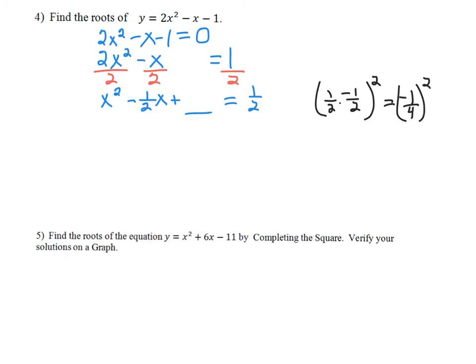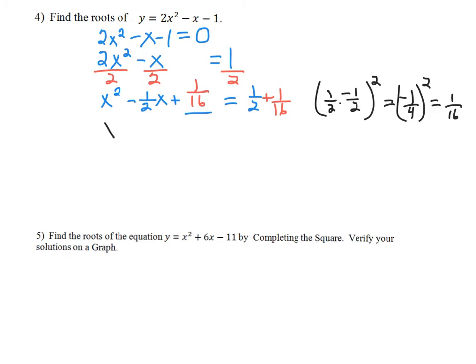Now it's a lot easier to solve these problems if you leave this in fraction form versus converting it over to a decimal on your calculator. So when I square this, this is giving me 1 over 16. So that tells me that I need to add 1/16 on the left side and also on the right side.